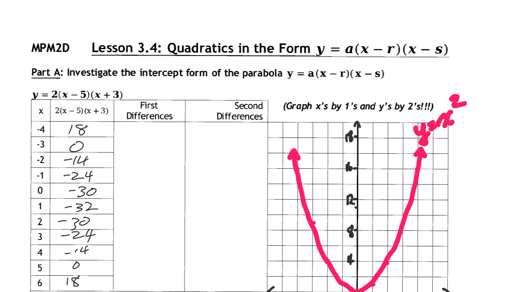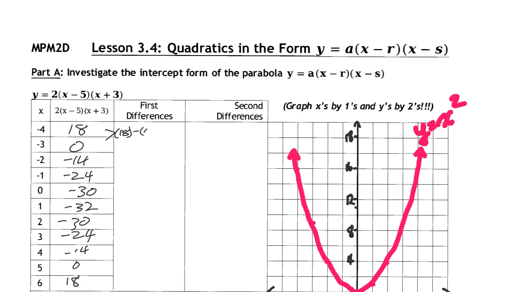Now, your job is eventually going to be to graph these points, but the first thing we're going to do is the first and the second differences to verify that this is either linear or quadratic. So let's do that right away. I'll do the first part.